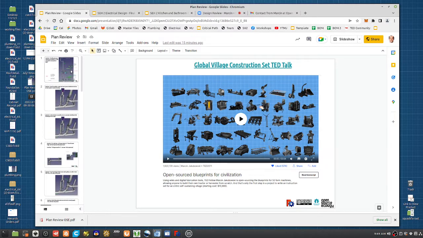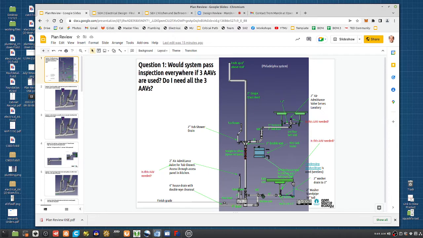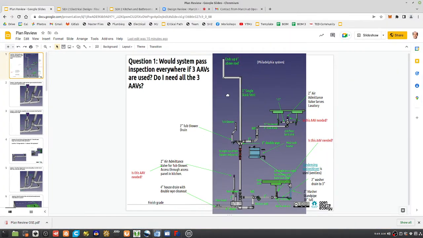Slide one is where we start. Okay, let's take a look at slide one. Is that the plumbing? Yep. We'll get into other details, but basically it's a two bed, two bath vertical kind of system. I actually get into all those individual air admittance valves, but what I'm trying to do is the single stack vent system, 3-inch, and then use the three air admittance valves.